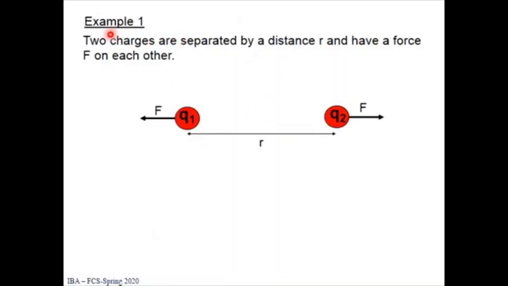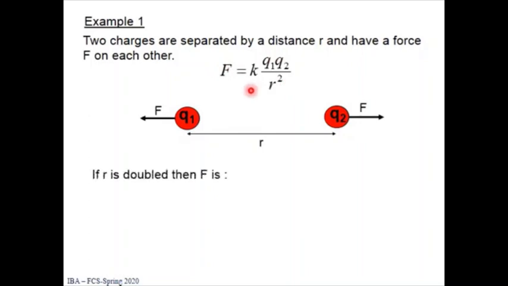Let me show you one example. Two charges are separated by a distance r and have a force F on each other. According to Coulomb's law, this force can be determined through these equations. If Q1 and Q2 are known and the distance between the two charges is also known, then we can find the force by using these equations.